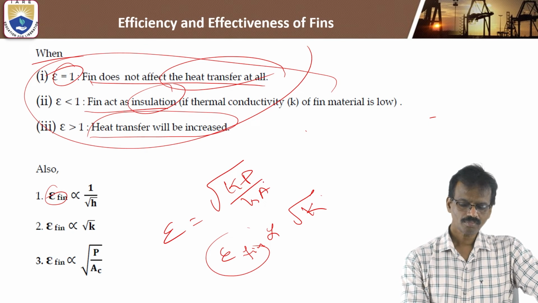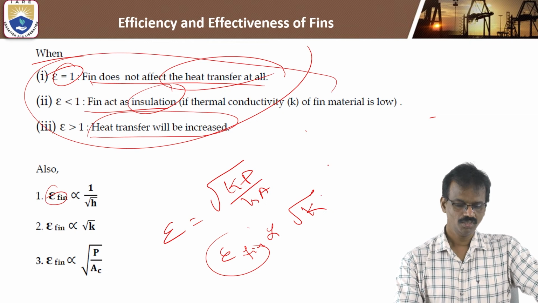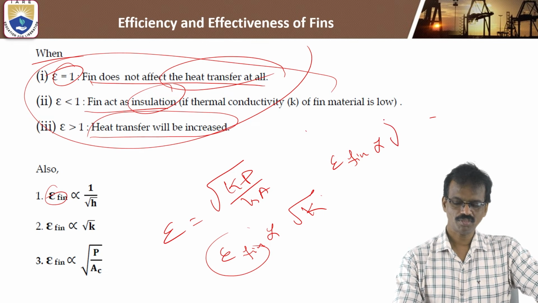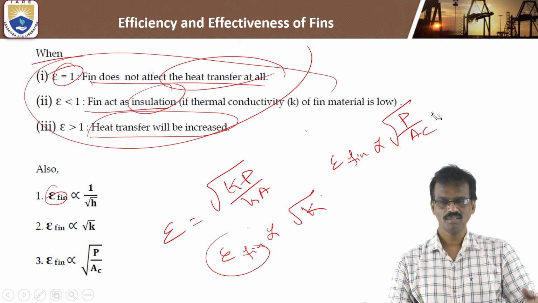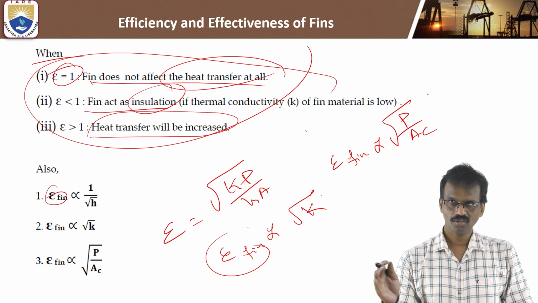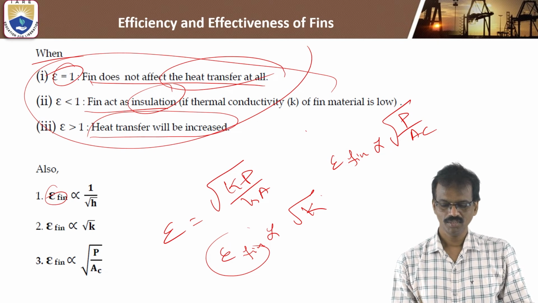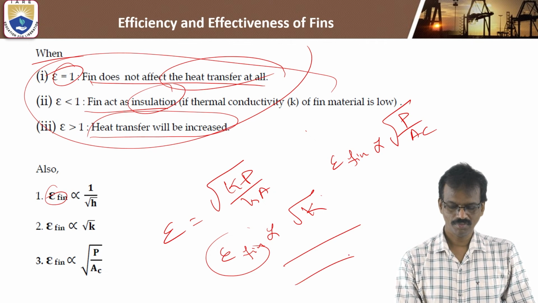Next, the perimeter and cross-sectional area relations. The effectiveness of the fin is directly proportional to P by Ac. It means the perimeter should be greater relative to the cross-sectional area of the fin. Just like this is the fin.